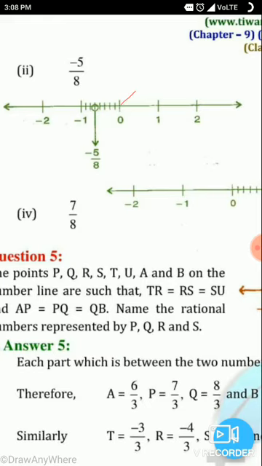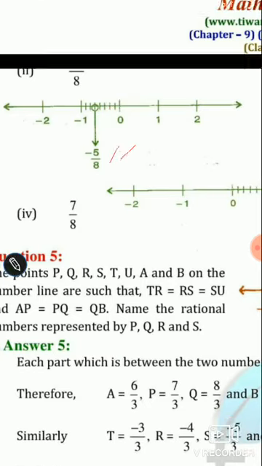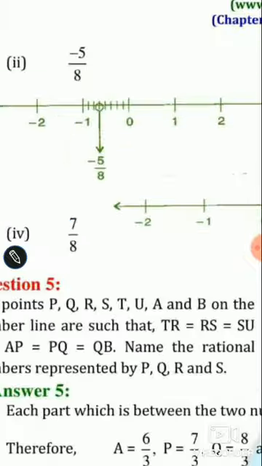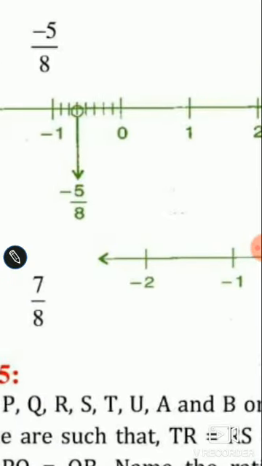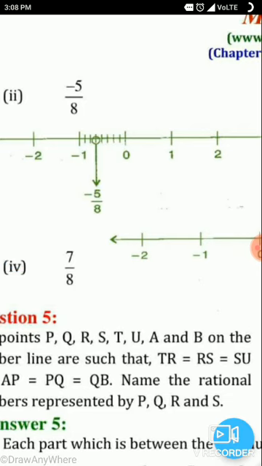First one is 0, then minus 1, minus 2, minus 3, minus 4, and this is minus 5, minus 5 upon 8. Okay, understood?